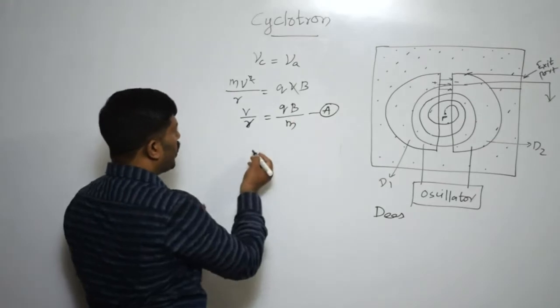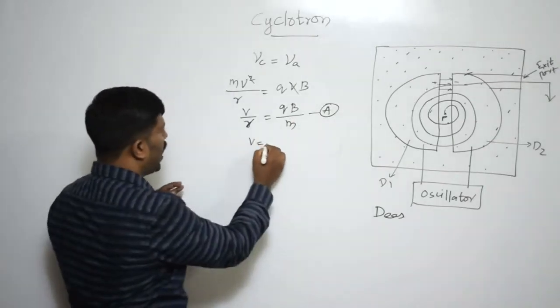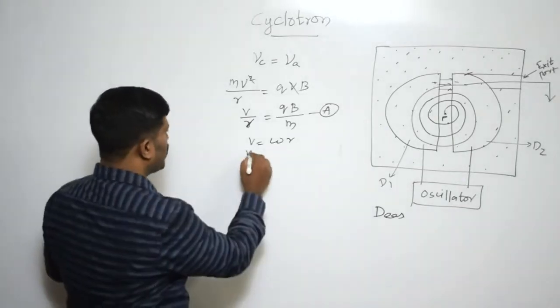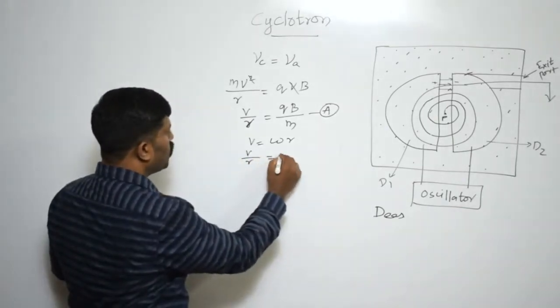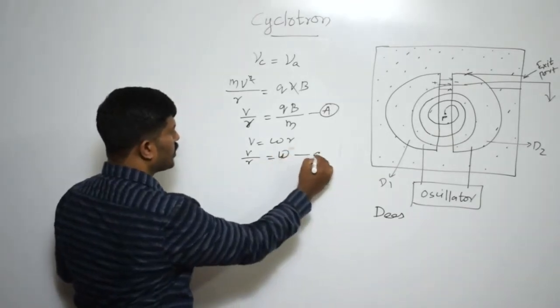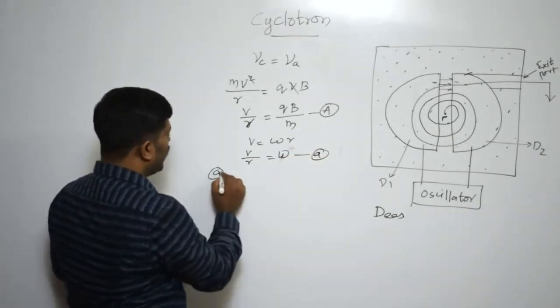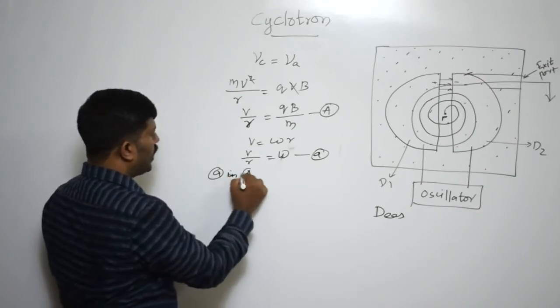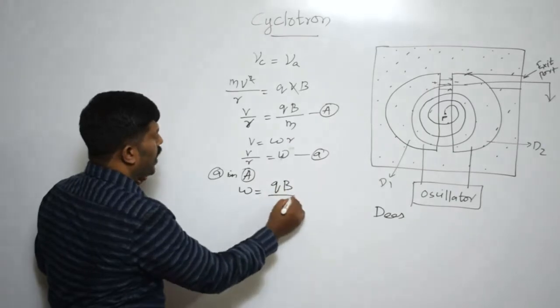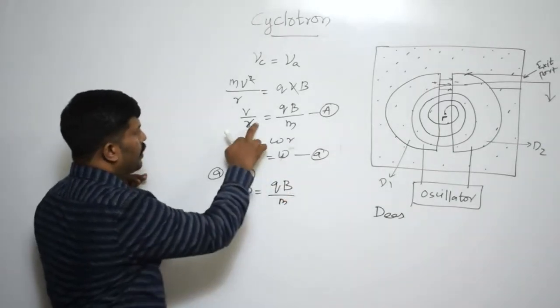Now we have another one, the relation between linear velocity and angular velocity. V is equal to omega R. From this, V by R is equal to omega. You can take this as small a. Now substituting A in capital A, you will get omega is equal to QB divided by M. We are substituting this omega in the place of V by R.